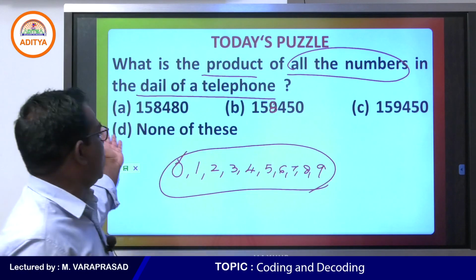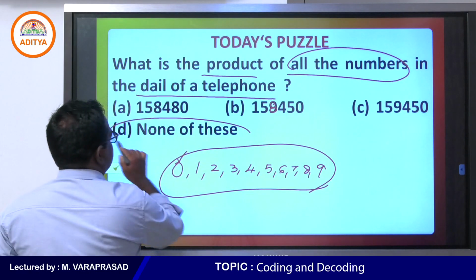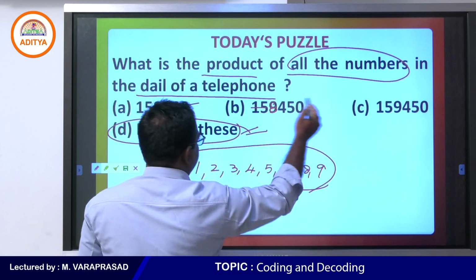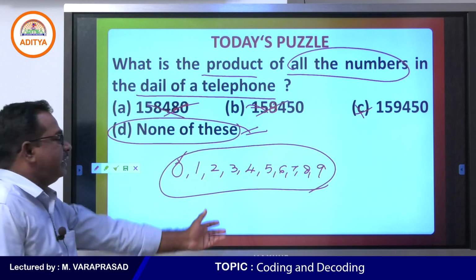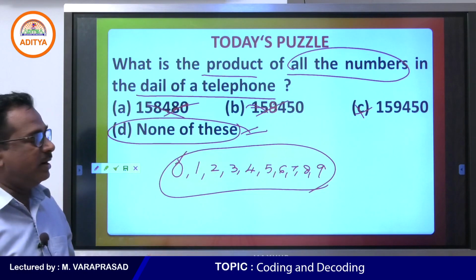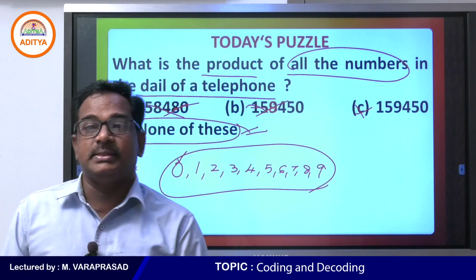So here there is no answer among the options. So we can write none of these as the answer. None of these are correct. The answer is 0, but that answer is not there, so we can go for none of these.